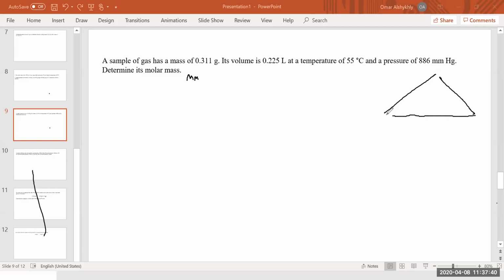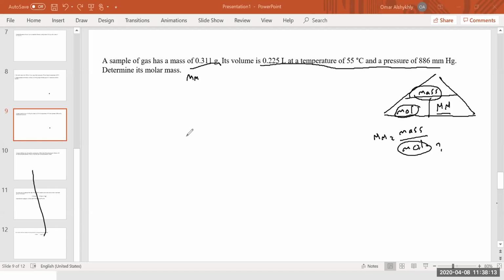From what we have done previously, we have a relationship between mole, mass, and molar mass. The mole will equal the mass divided by molar mass. So the molar mass will equal mass divided by mole. Now I have the mass here, but I don't have the mole. So from this information, I will try to find the number of moles. PV equal nRT, so n will equal PV divided by RT.